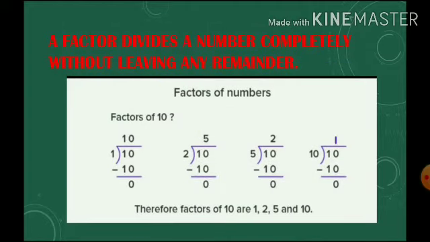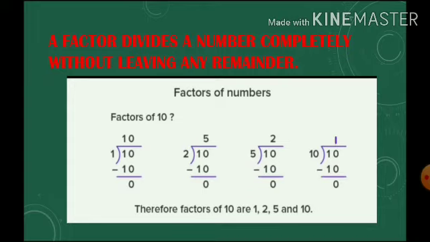In the previous slide, we used multiplication to find factors. That's not the only way. We can divide also. We are going to find factors of 10. Look at the first division. 10 we are dividing by 1. So what is the quotient? 10. And remainder is 0. So 1 is one of the factors of 10.